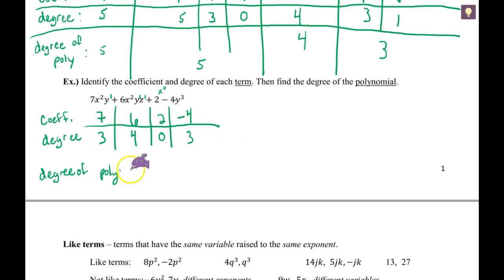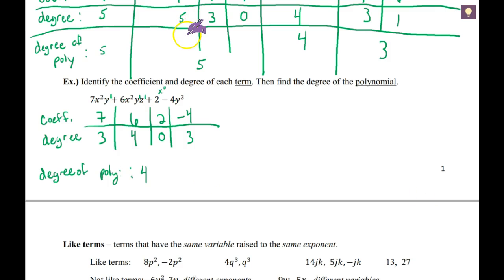The degree of the polynomial is the largest degree we found. So the largest degree we found was 4. Not the sum, the largest. The sum was within one term. The largest is for the whole thing. What's the largest one that we found?